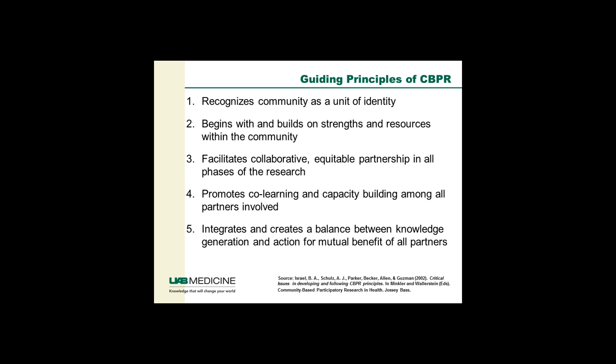It also begins with and builds on the strengths and resources within the community. We are very quick to say this community doesn't have this and it doesn't have that and all the negative things. But CBPR is really from a strength-based model. Even in the worst, quote unquote, neighborhoods and communities, there are people still being resilient. So you need to start with what's going well, and you build on those as opposed to continually pointing out what's wrong, because there's nothing really to build on if you have a deficit model.